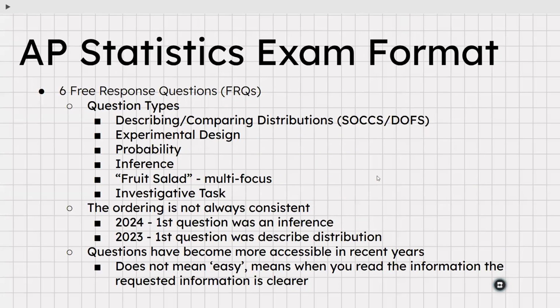So any questions about formatting? Any questions about the formatting of the test?